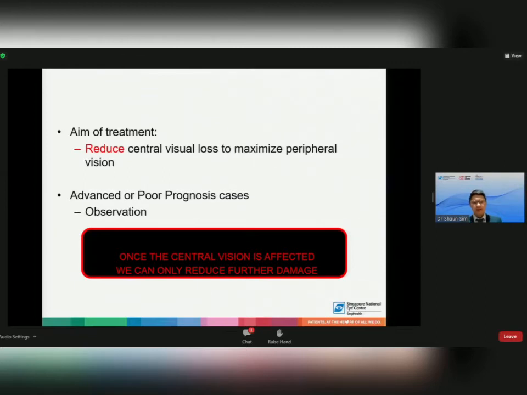And for advanced or poor prognosis cases, such as where there is already a scar and we know that visual prognosis may not be as good, we may choose to observe. So we must be reminded that once central vision is affected, we can only reduce further damage, and any improvement in vision is actually an added plus.